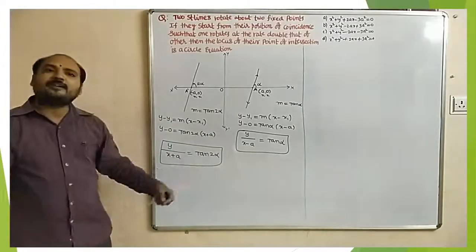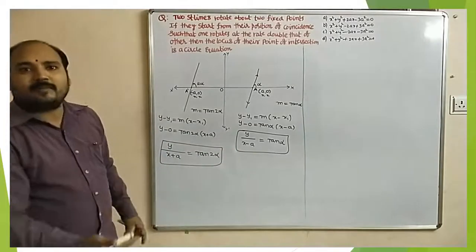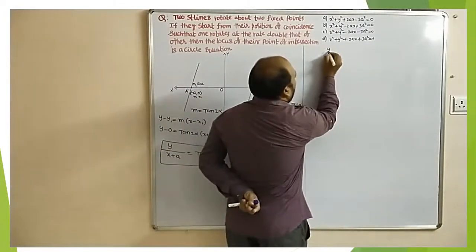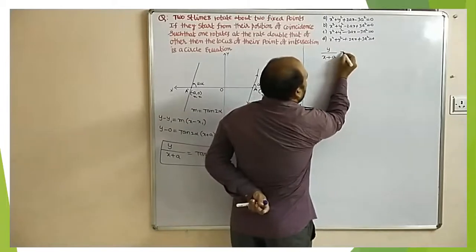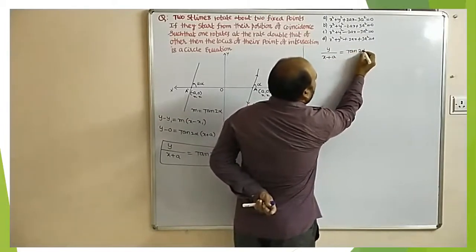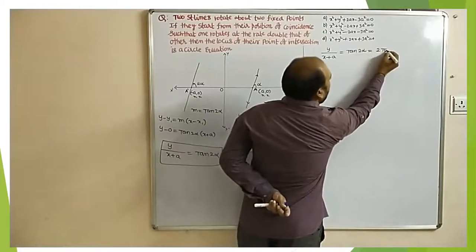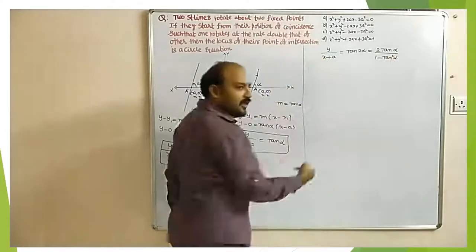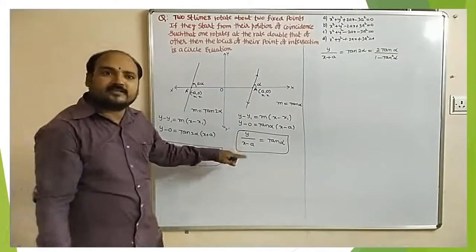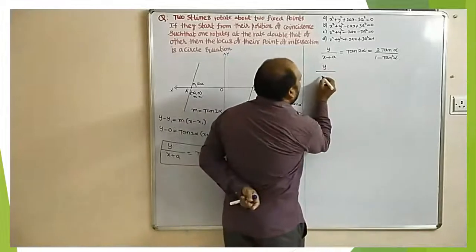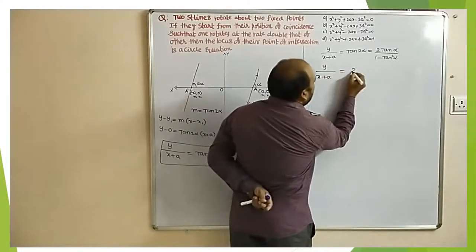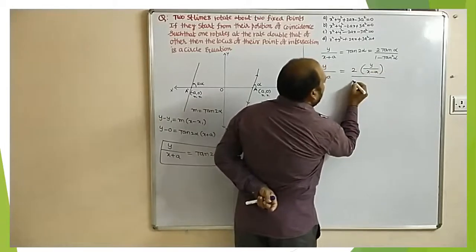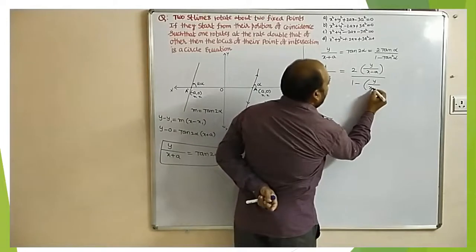Tan 2 alpha, in terms of tan, you have to write the formula: 2 tan alpha by 1 minus tan square alpha. So y by x plus a, which is equal to tan 2 alpha, which is also equal to 2 tan alpha divided by 1 minus tan square alpha. In place of tan alpha, substitute y by x minus a. So y by x plus a is equal to 2 into y by x minus a, whole divided by 1 minus y by x minus a, whole square.